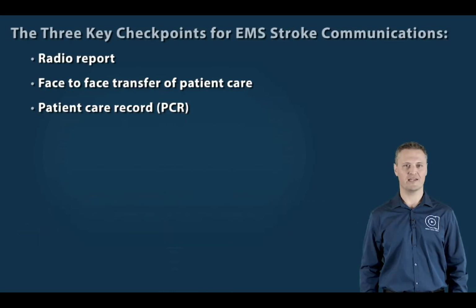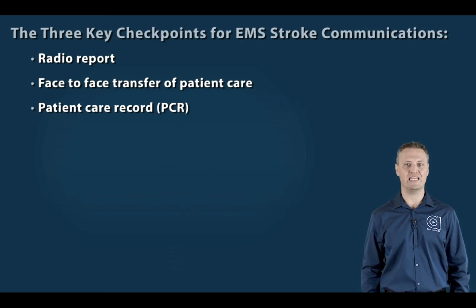Now that you understand how to establish a differential diagnosis of stroke, it's extremely important that you understand what information regarding the patient's stroke is critical to collect and convey to the receiving stroke center. There are 3 key checkpoints for communication between EMS and the receiving stroke center. These consist of your radio report, your face-to-face transfer of patient care at the hospital, and your patient care record.